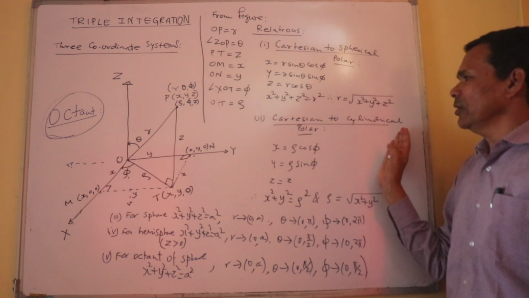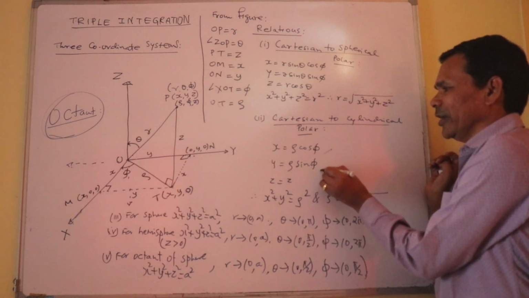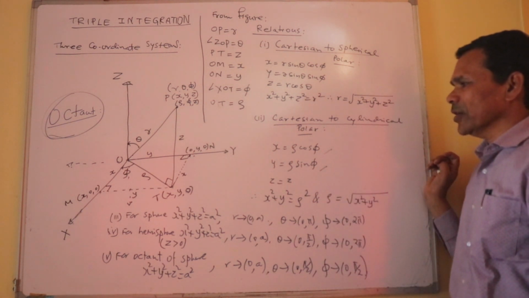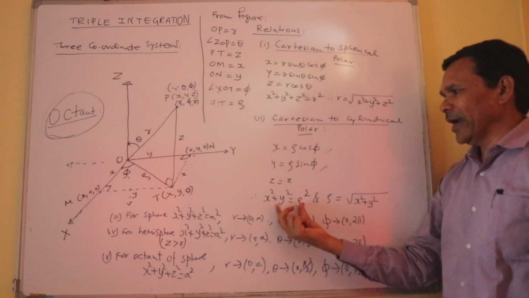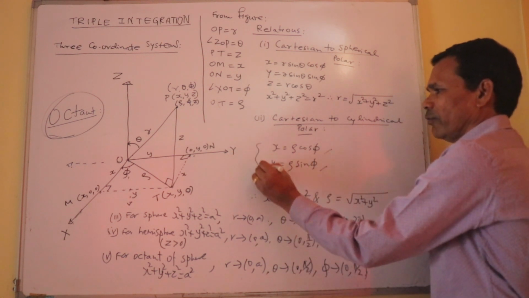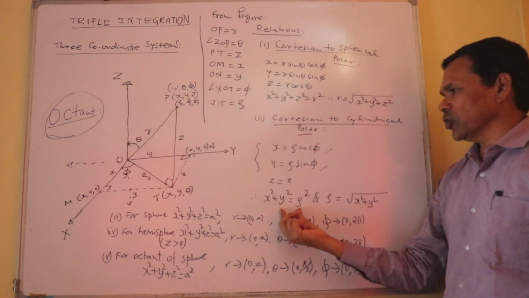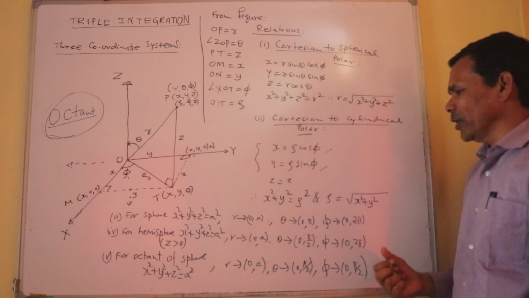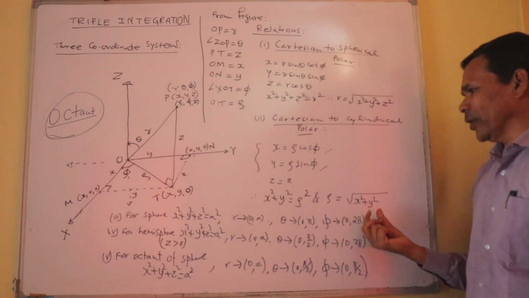Similarly, Cartesian to cylindrical polar coordinates. These are the relations there: x is equal to rho cos phi, y is equal to rho sin phi, z is equal to z. If you square and add, you get x square plus y square is equal to rho square, because cos square plus sin square is 1. So rho is equal to the root of x square plus y square.